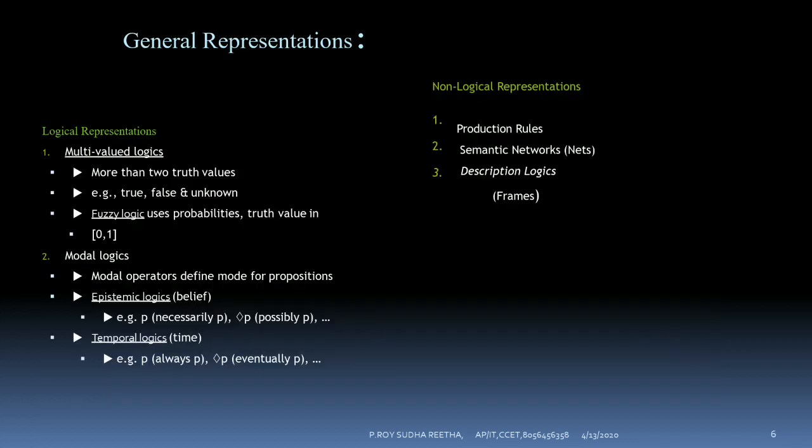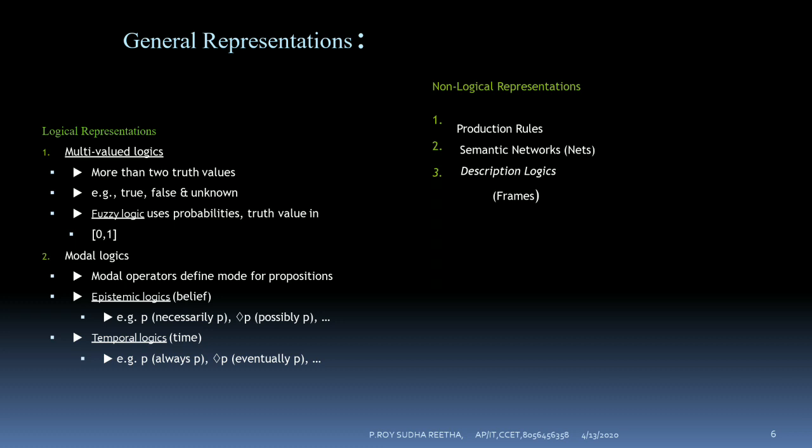And for general representation, basically we can represent in 2 ways. The first one is logical representation and the second is non-logical representation. Logical representation means representing the knowledge in terms of some logics, and representing knowledge apart from logic is non-logical representation. Logical representation in turn is divided into 2 types of logics: multivalued logics and modal logics.